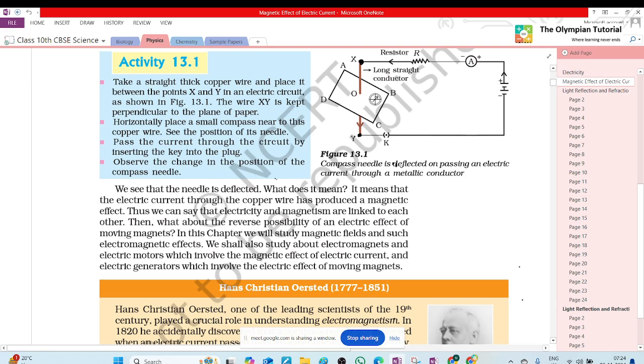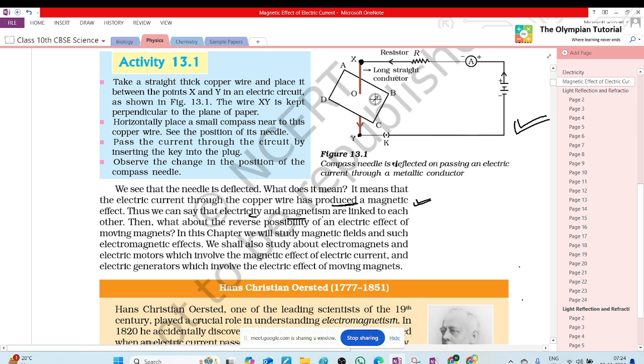We see that the needle is deflected in this circuit. Compass needle is deflected. What does it mean? It means that electric current is going through the copper wire, and it is producing a magnetic effect. Or the other statement which we can give is that electricity and magnetism are connected to each other.